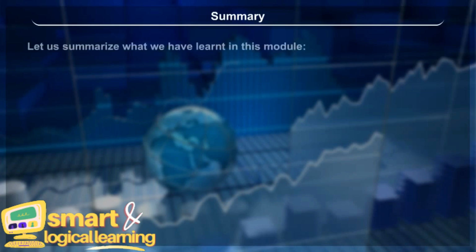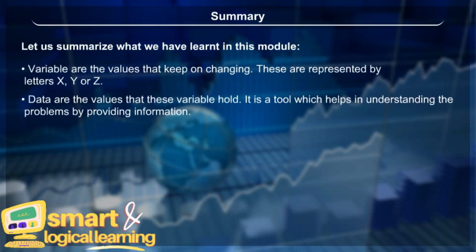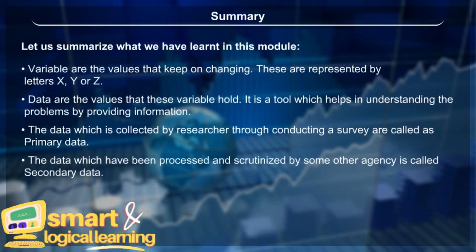Summary. Let us summarize what we have learned in this module. Variables are the values that keep on changing. These are represented by letters X, Y or Z. Data are the values that these variables hold. It is a tool which helps in understanding the problems by providing information. The data which is collected by a researcher through conducting a survey is called primary data. The data which have been processed and scrutinized by some other agency is called secondary data.